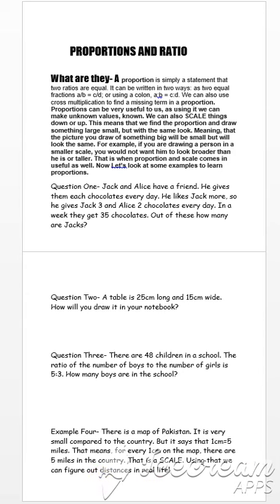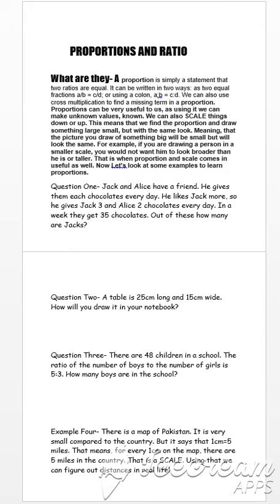Hello everyone. Today we are going to be talking about proportions, which are related to ratios. What are they? A proportion is simply a statement that two ratios are equal. It can be written in two ways, as equal fractions. For example, A upon B is equal to C upon D, or using a colon, A is to B is equal to C is to D, which is basically ratios.